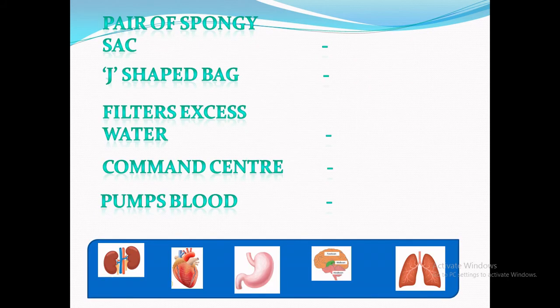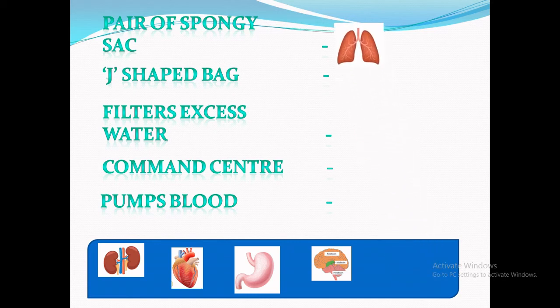Now let's do an activity. Using the clues given on the left side, we have to match the organ which is given down in the box. So let's test our knowledge of how much we have learned in the past few slides. Which of these organs is a pair of spongy sacs? I already said a pair of spongy sacs is something that is used to breathe in and breathe out. It is nothing but the lungs.